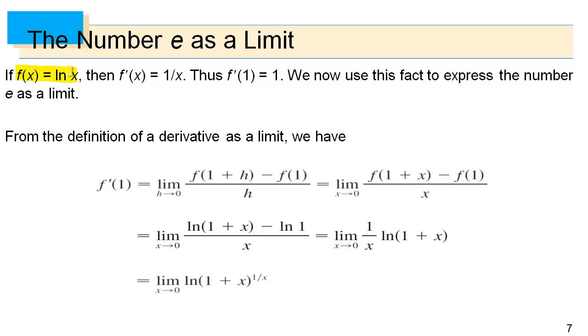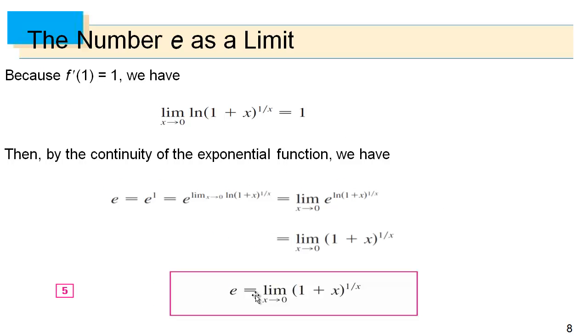Okay, but by rules of exponents, 1 over x times natural log of 1 plus x is the same thing as natural log of 1 plus x raised to that power. So that's all we're doing here, right? We evaluated this and it equals 0. Then we took this back up to a power to get to here. Okay, so far all we did was some basic manipulations with the rules of natural logs.